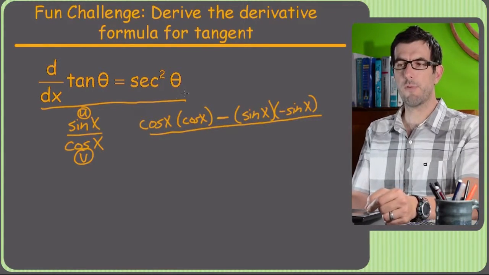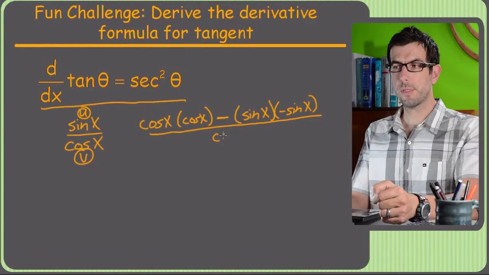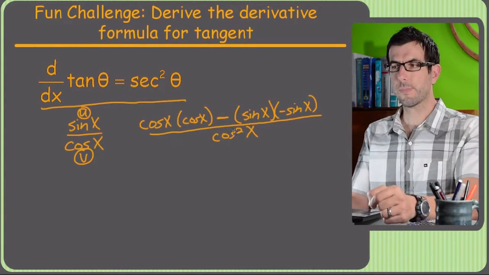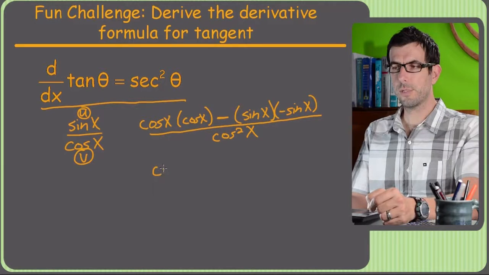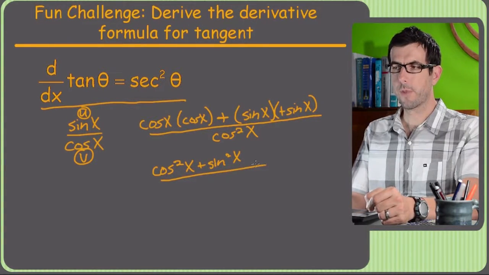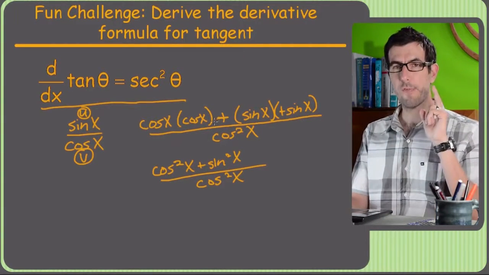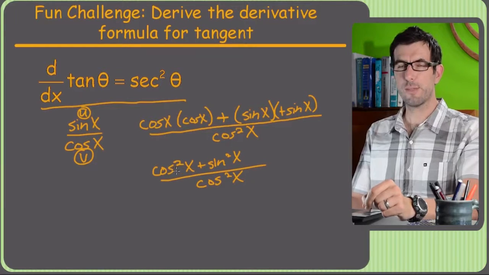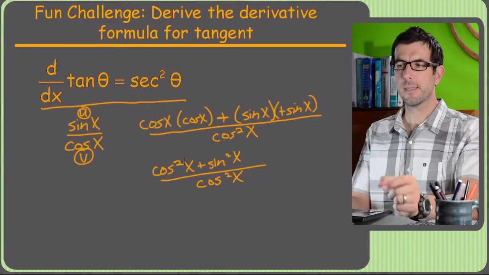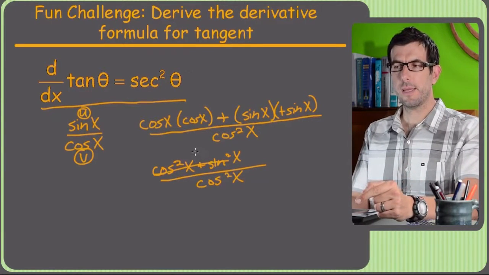And all that is going to be over the original denominator squared. So cosine squared x. This simplifies to cosine squared x. Now there's the 2 minuses, so they cancel and we get plus sine squared all over cosine squared. Now this should definitely be ringing some bells in your memory from trigonometry. Cosine squared plus sine squared is 1.